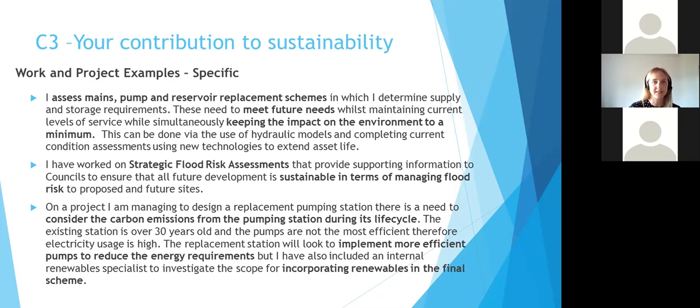And this can be done specifically via the use of hydraulic models and completing current condition assessments using new technologies to extend asset life. Second example here, so I've worked on strategic flood risk assessments that provide supporting information to councils and ensure that all future development is sustainable in terms of managing flood risk to proposed and future sites. So I know we've talked in previous sessions around how you might structure your answer, and it may be that you have a more detailed response as part of this, and then maybe a shorter example to complement. So this second example here could be a good example of that.